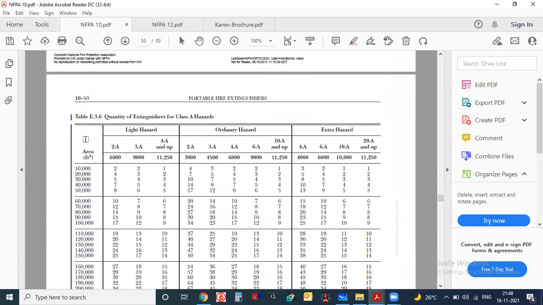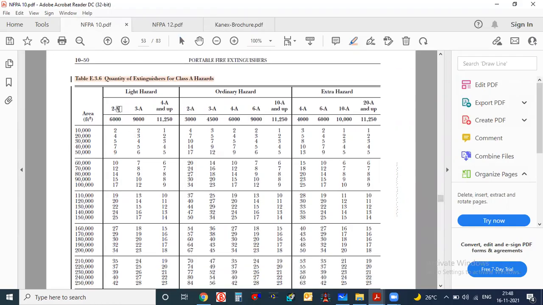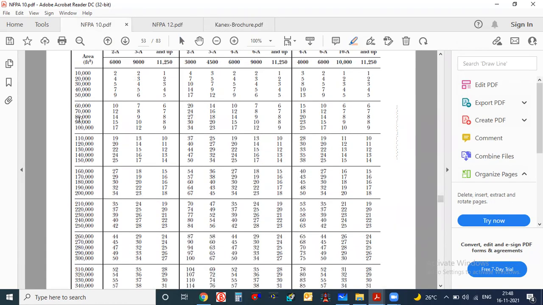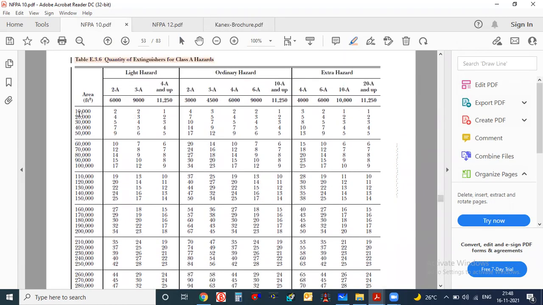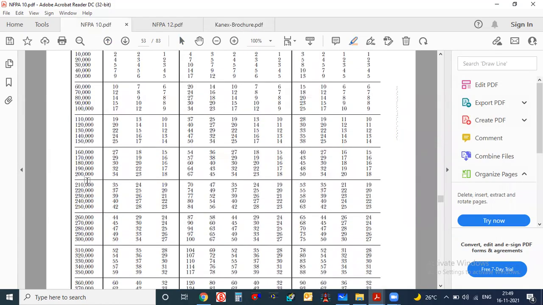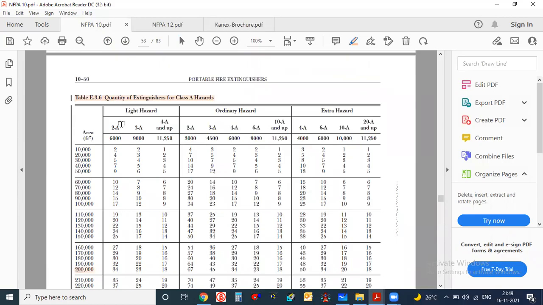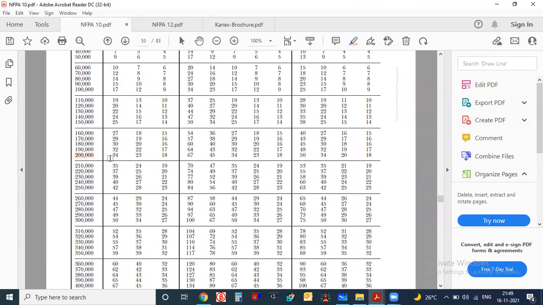Here they have given certain areas and quantity of fire extinguishers. This table is also a very good reference if you want to go with NFPA 10. So here they have written the categories, 2A, 3A and 4A. And this is the area, the general area of your building. Suppose you have 2 lakh square feet area. We can check this table and say that we require 34 extinguishers.